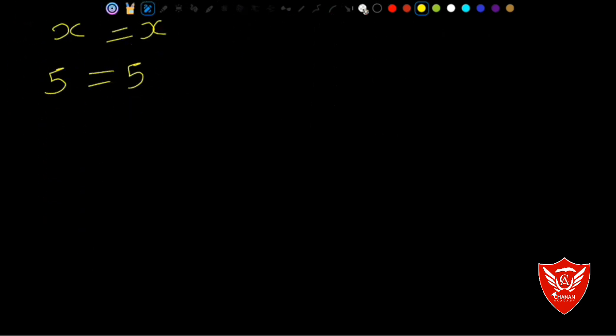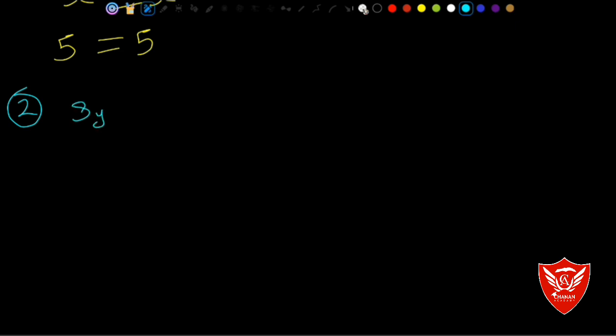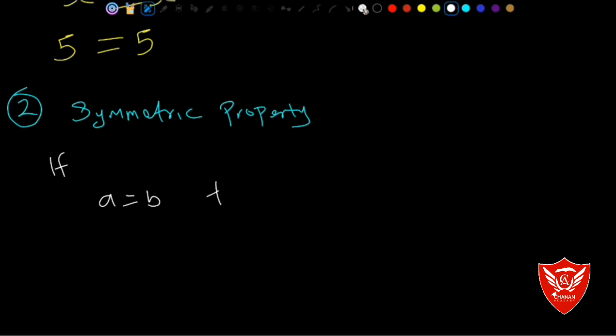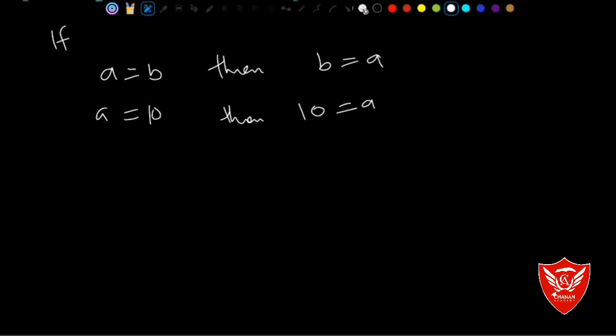All right, so the next property, the symmetric property. Now, the symmetric property says that if A is equal to B, then B must be equal to A. Suppose B assumes a value of, say, 10. If A is equal to 10, it also means that 10 is equal to A. So that is what the symmetric property is talking about.